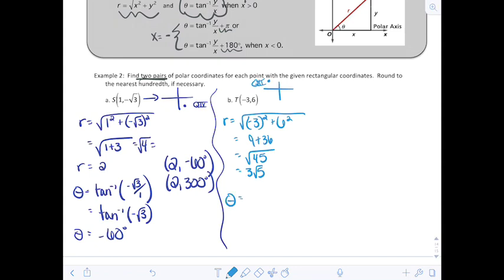So there's my r value. When I look at theta, that's going to be the tan inverse of 6 over negative 3, which is the tan inverse of negative 2. For this one, you can absolutely go to your calculator. I would be in degree mode, so that we can interpret it a little better. And theta is going to be negative 63.4. Now, that's in the fourth quadrant. That's not okay. So we have right now 3 root 5 and negative 63.4 degrees.